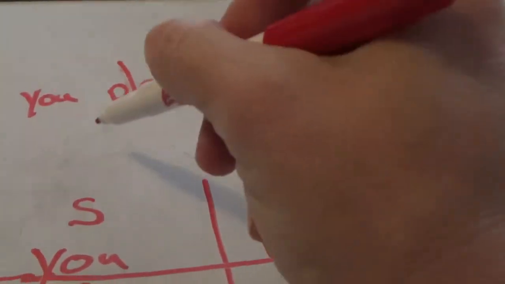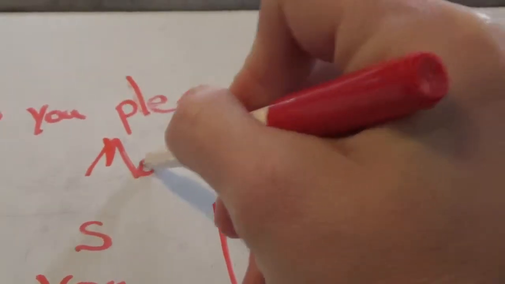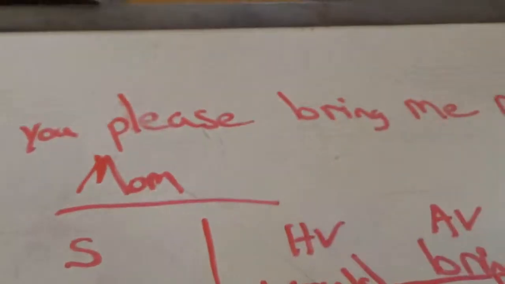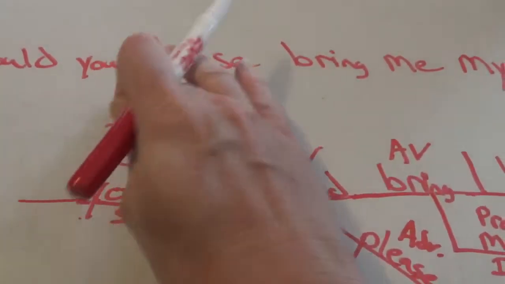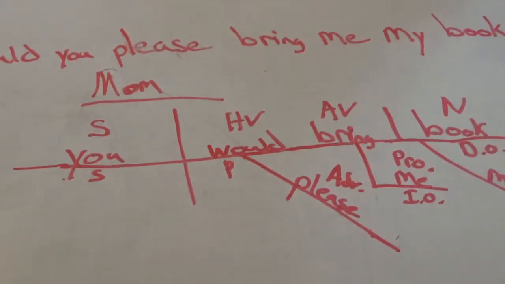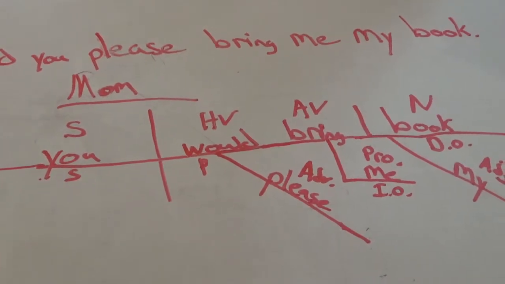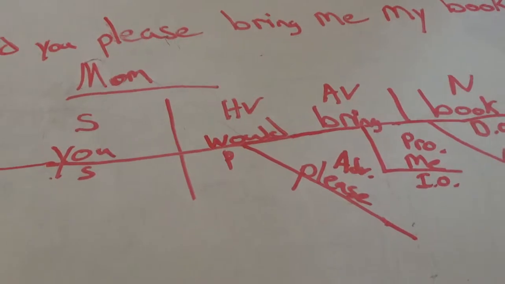But when you diagram, because it doesn't relate to the rest of the sentence grammatically, you just put it on a floating line up above the sentence like that. That M looks very strange. There we go. Okay. So that is how you would diagram the sentence, Mom, would you please bring me my book? Okay, let's go on now to talk about your homework for this week.